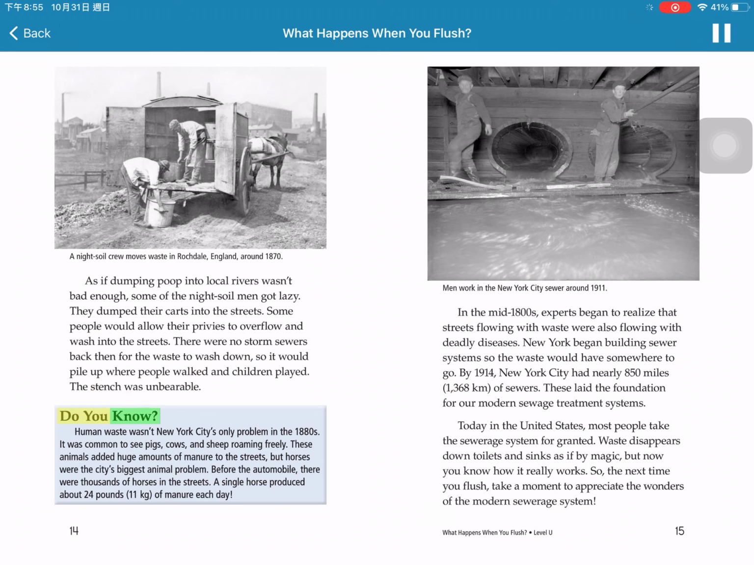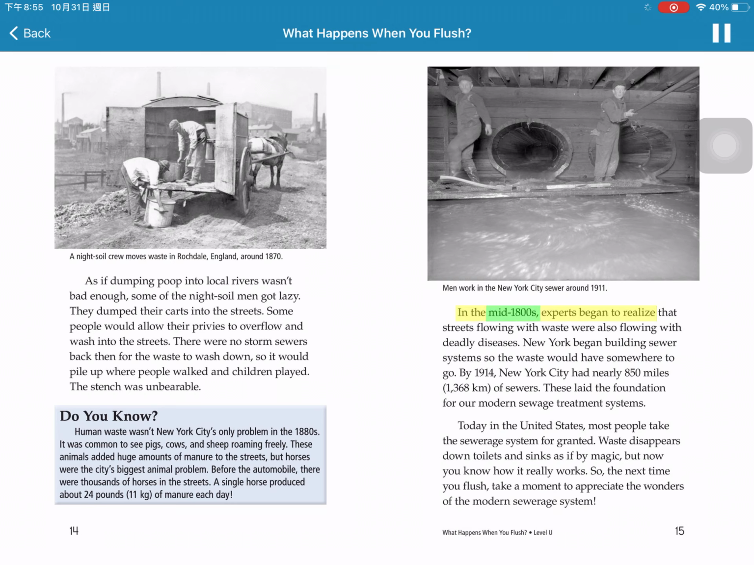Do you know? Human waste wasn't New York City's only problem in the 1880s. It was common to see pigs, cows, and sheep roaming freely. These animals added huge amounts of manure to the streets, but horses were the city's biggest animal problem. Before the automobile, there were thousands of horses in the streets. A single horse produced about 24 pounds, 11 kilograms, of manure each day.